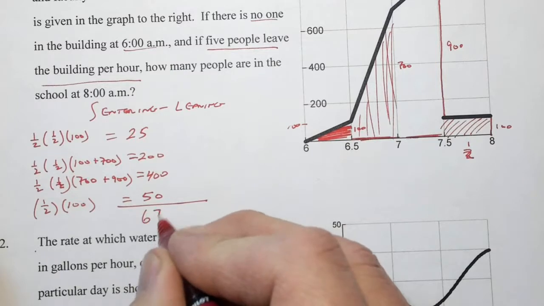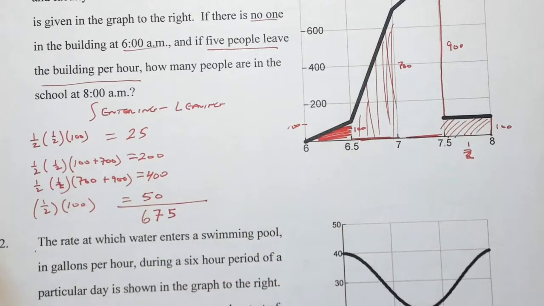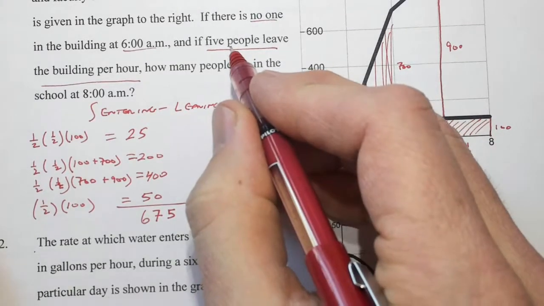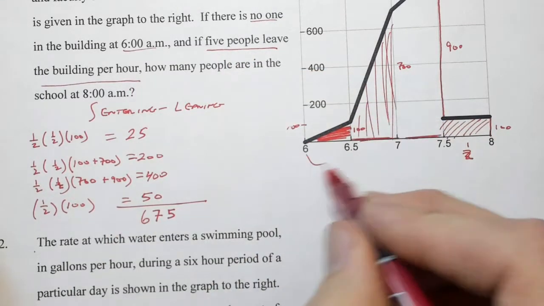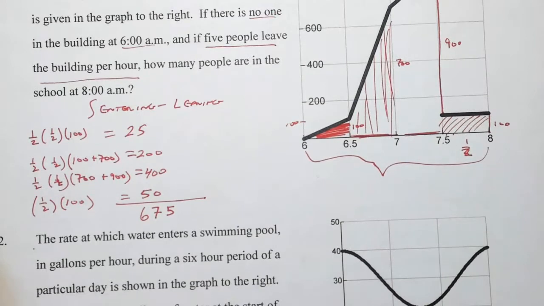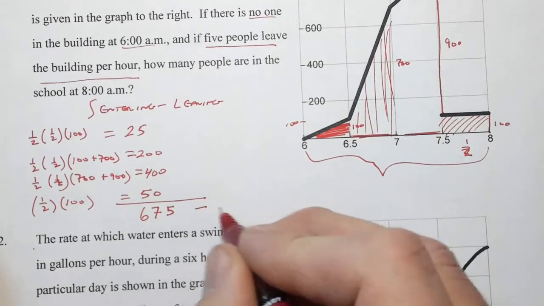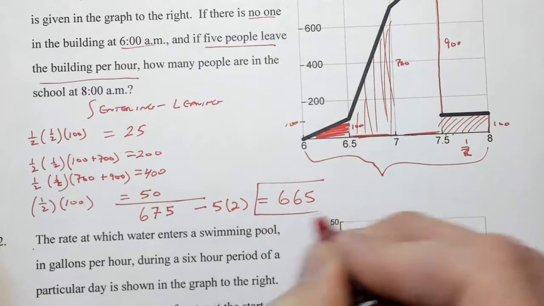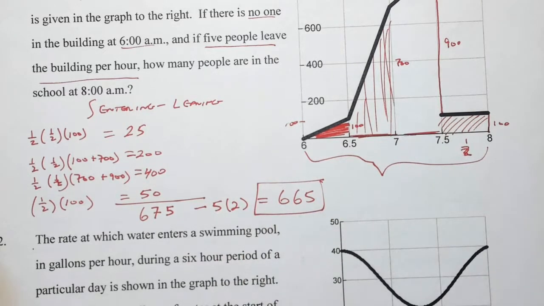So we have 675 people that have entered the building. Now keep in mind, 5 people have left the building per hour. We are talking about a 2-hour window, so we have to take away 5 people per hour times 2 hours, or 10. So we have a final total of 665 people in the building.